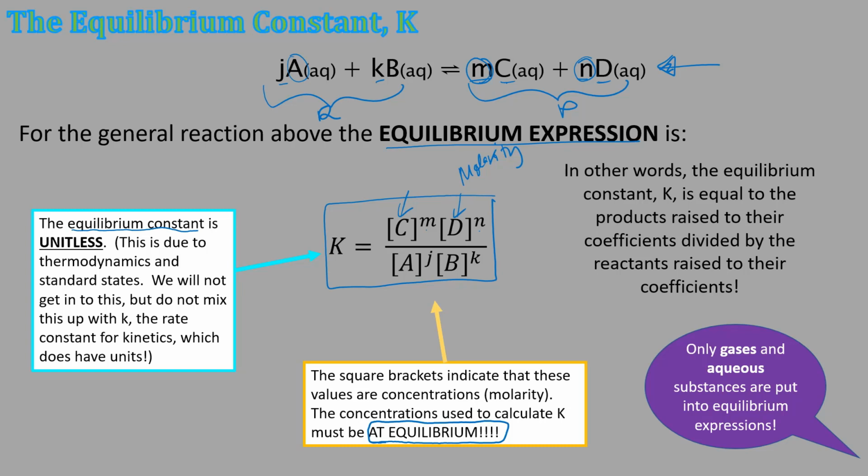But you don't get it mixed up with baby K. Okay, baby K is for kinetics, and it has all these units associated with it that you have to calculate, but you don't have to do that with big K. You just plug in the numbers and get it, and that's it. All right, so if we wanted to put this into words, we would say K is equal to the products raised to their coefficients divided by reactants raised to their coefficients. There's no plus sign in it. It's always multiplication and division. And as a side note, only gases and aqueous substances are put into equilibrium expressions. We'll cover that more later. Right now, just worry about writing them and calculating Ks.